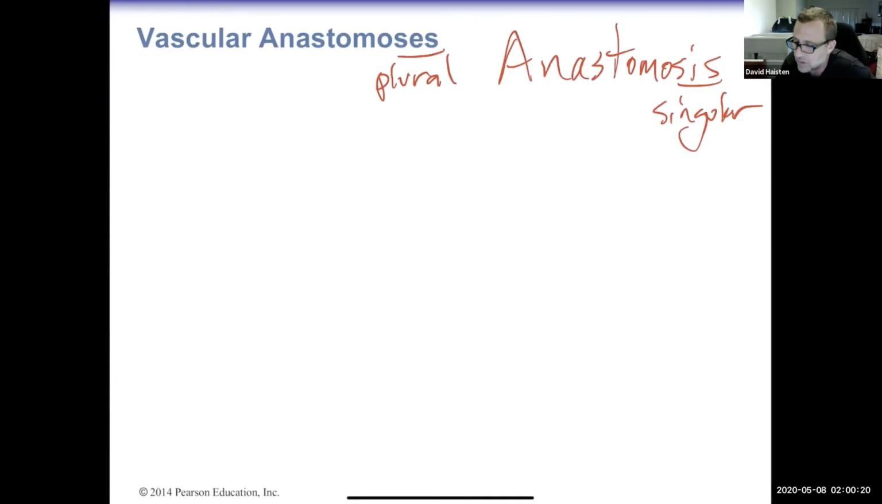Basically, these are where vessels converge so that there's multiple pathways. So the arteries on your heart have anastomoses. This way, a coronary artery has to be like 90% occluded before you'll actually get a myocardial infarction.